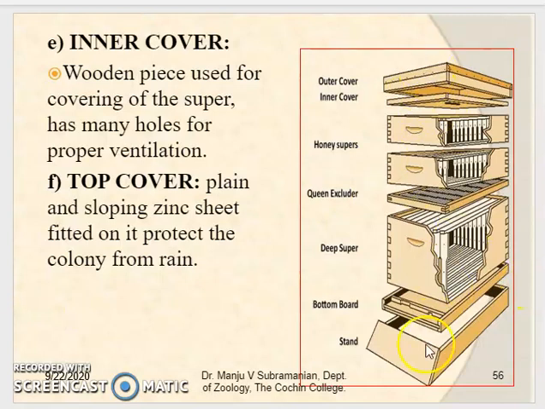Okay, so these are the different parts. There is a stand, above which there is a bottom board, then there is the brood chamber. Then there is a queen excluder. This prevents the queen from moving from this brood chamber to the honey chamber, and above the brood chamber there is a honey chamber, and above that there is an inner and the outer cover. For the honey chambers, we can just increase the number of chambers if the number of bees is more.